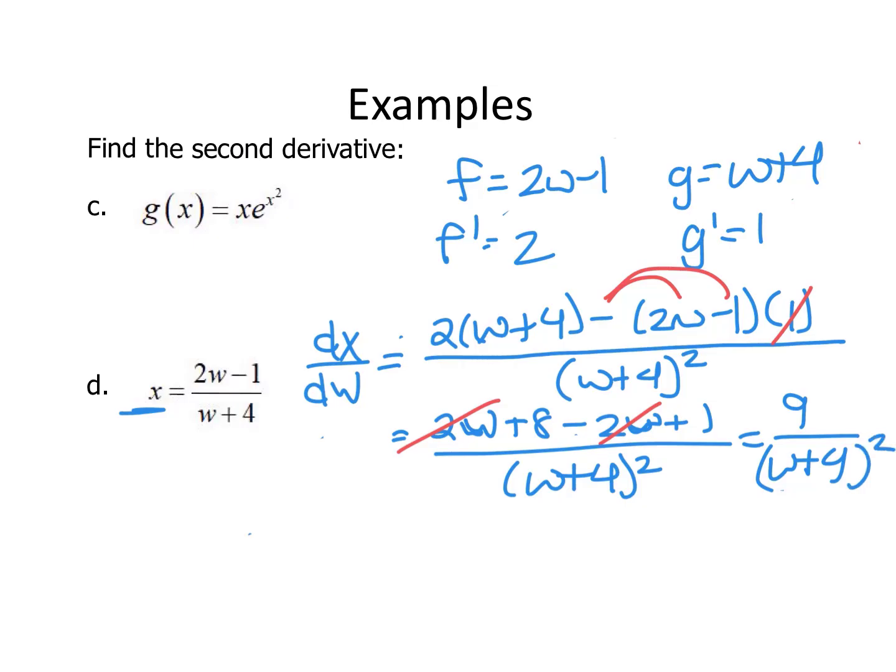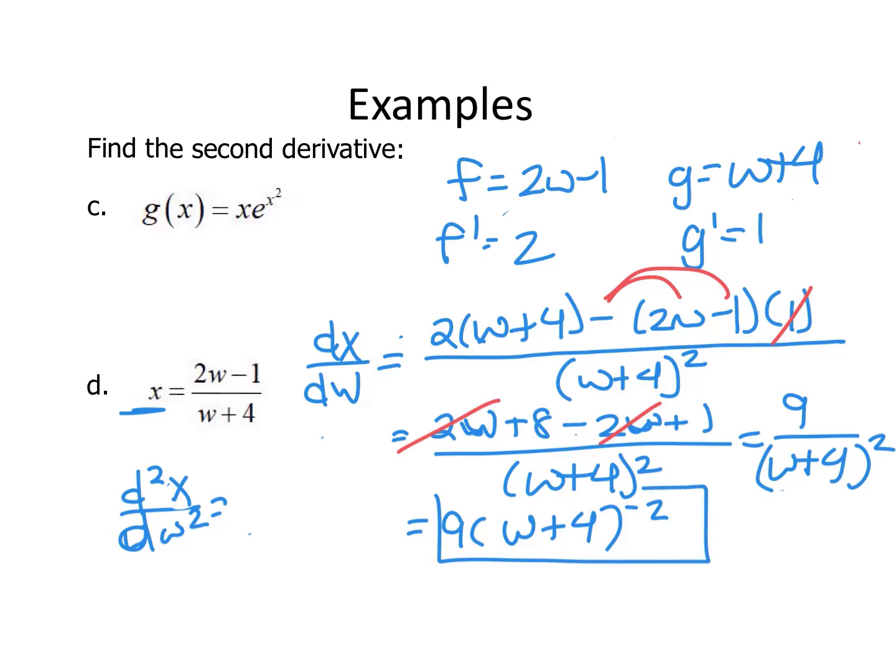Now, in order to take the derivative of this again, I could use the quotient rule, or I could think of this as 9 times w plus 4 to the negative 2. And if I think of it that second way, the derivative is a little bit easier. So my second derivative is going to be d squared x, dw squared. And I'm taking the derivative of this thing, so I'm going to need to use the power rule and the chain rule.